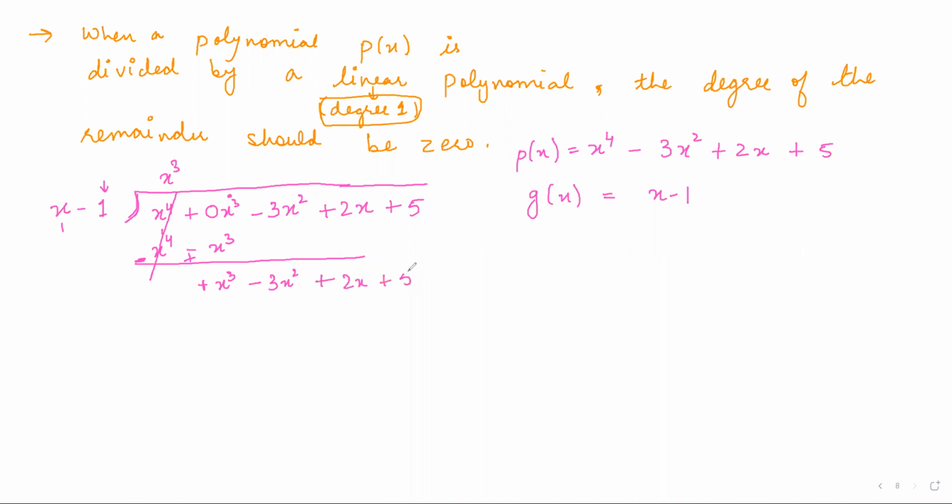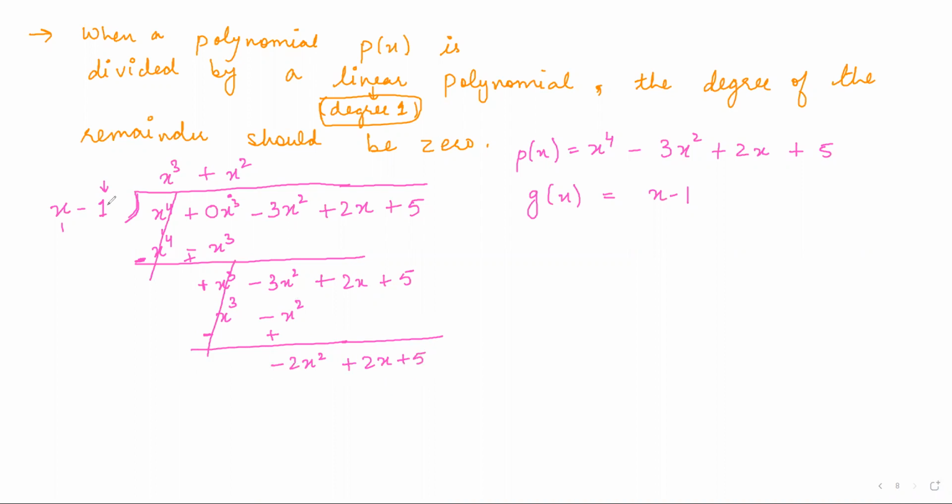Okay. Next, I have x cube. So I multiply this with plus x square. Is that okay? So x into x square will give me x cube. And then minus 1 into x square will give me minus of x square. Now you change the sign because you are subtracting. So this is gone. And minus 3 plus 1 means minus of 2x square. And then drop other terms. Plus 2x plus 5, right?